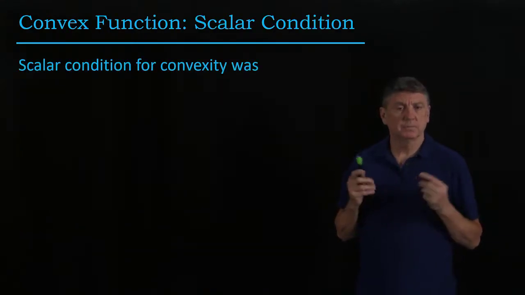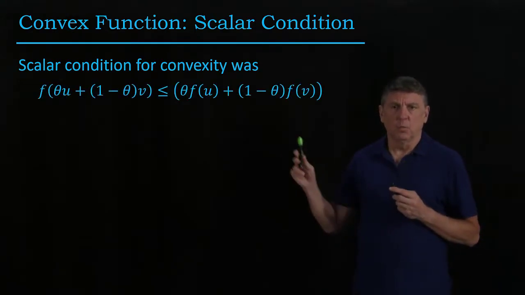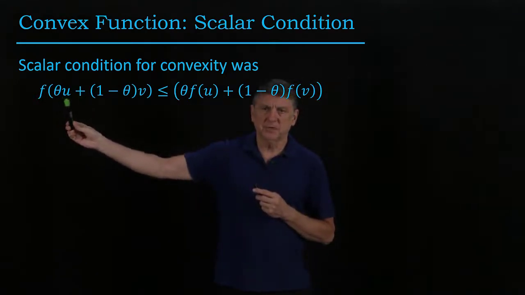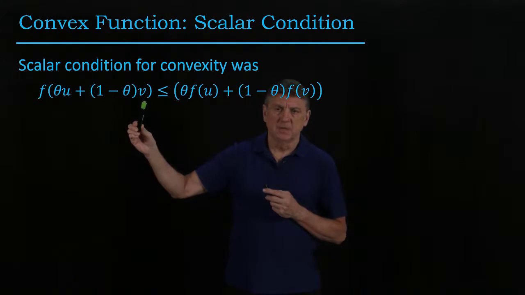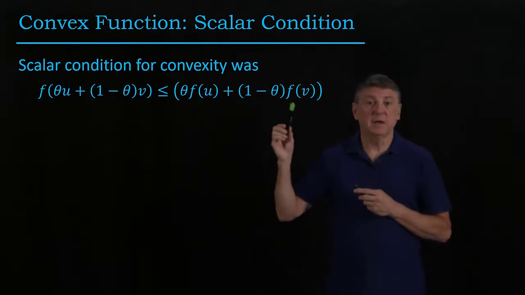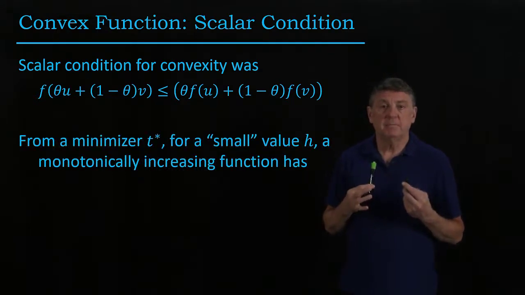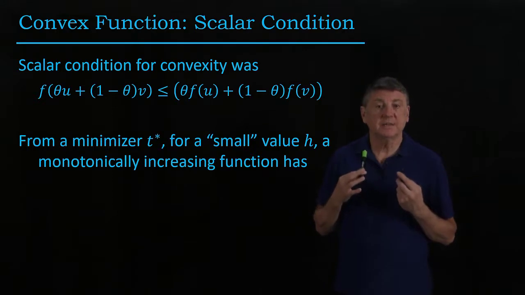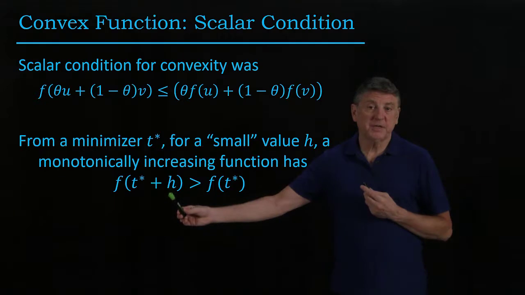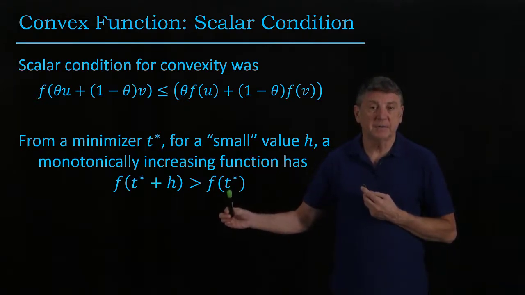Let's take a look in the scalar case. So our scalar condition for convexity was that if we linearly interpolate between two scalar values, that is always less than the same interpolation applied to the levels of the function. For a minimizer, what that meant was a monotonically increasing function is simply one where a small change in the function means it has a level that's greater than that at the minimizer.